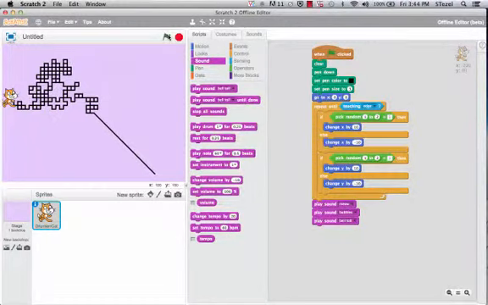Alrighty, so I hope this gives you some idea how to simulate random processes in Scratch that could be useful in a project, maybe where you're studying probability or statistics.